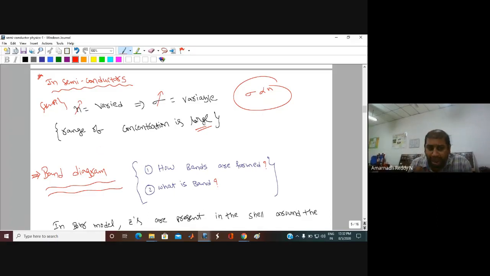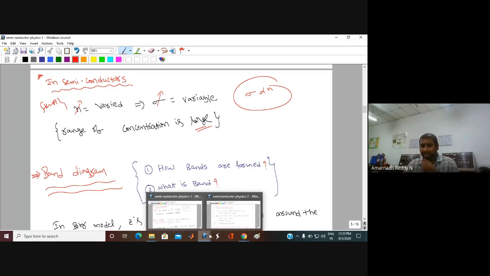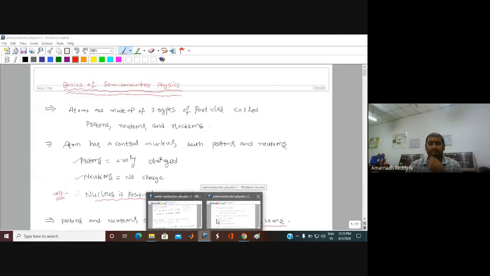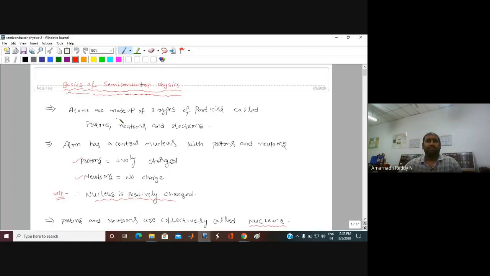Before going to any band diagram, I will explain clearly what an atom is. All these things we'll see now clearly. If you have any doubts, you can ask me now in the chat box or at the end of class. Now come to semiconductor physics. If you go to semiconductor physics, see what happens actually. The basics.